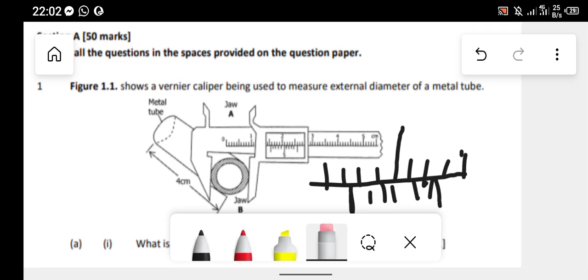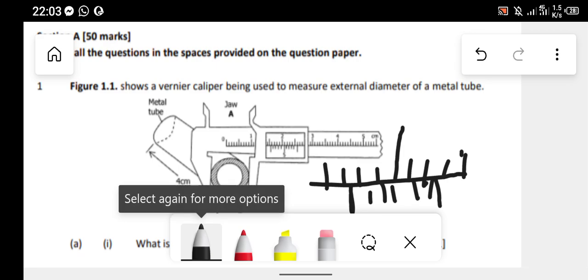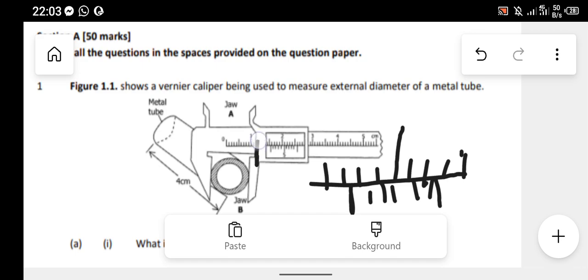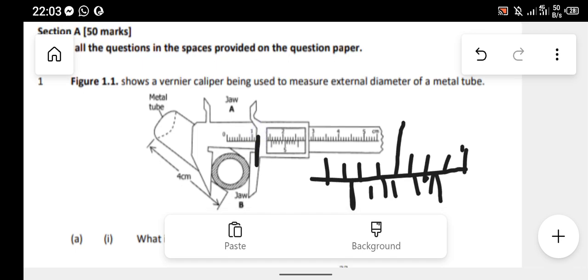For you to find the main scale reading, just simply get this figure here, right before the zero marking of the vernier scale. I hope that is clear now. Okay, so moving on.